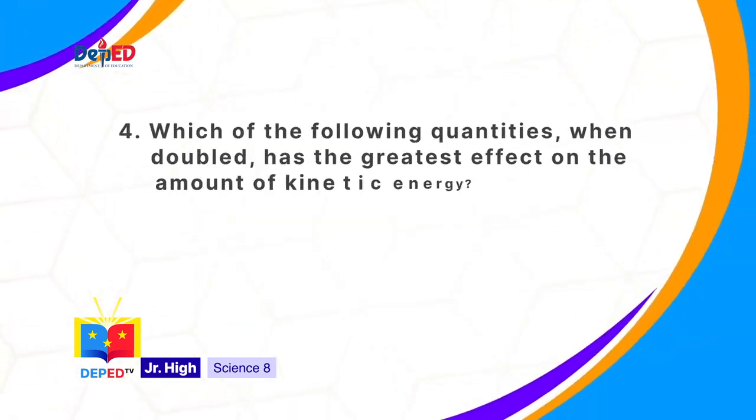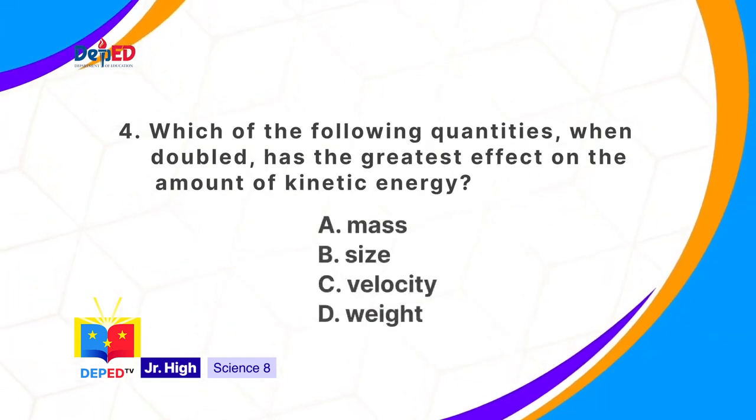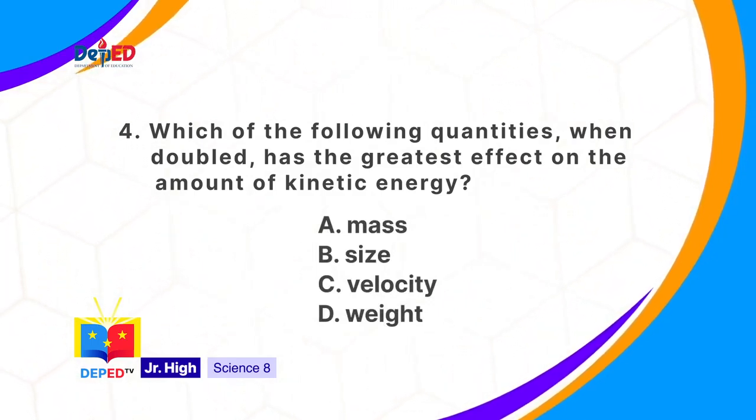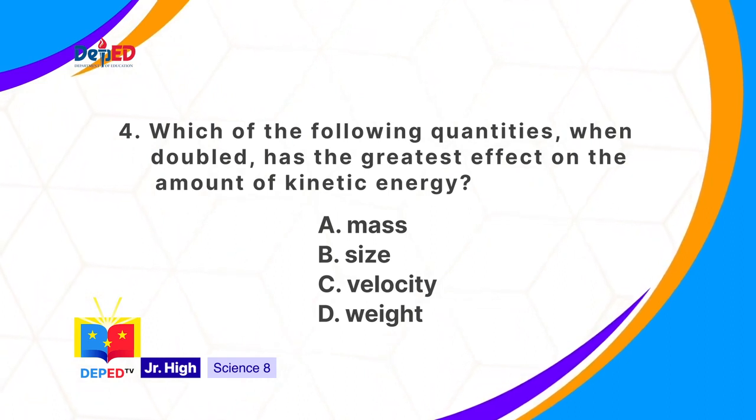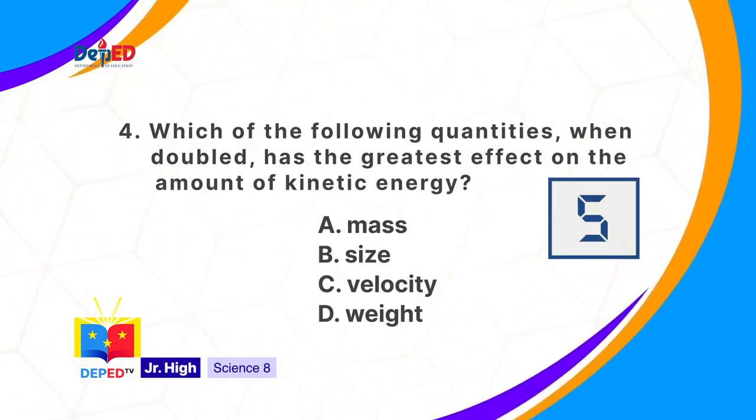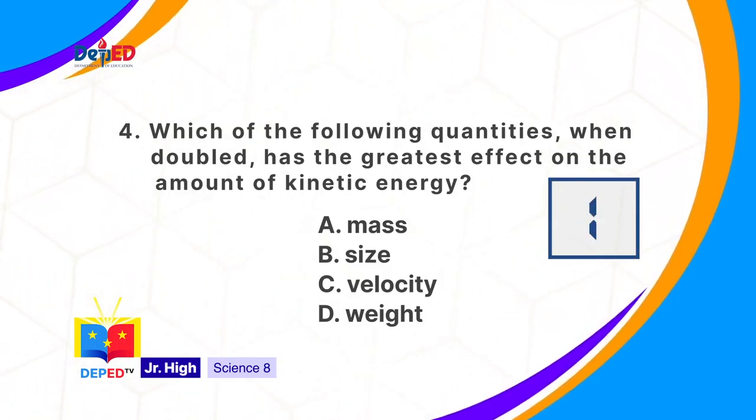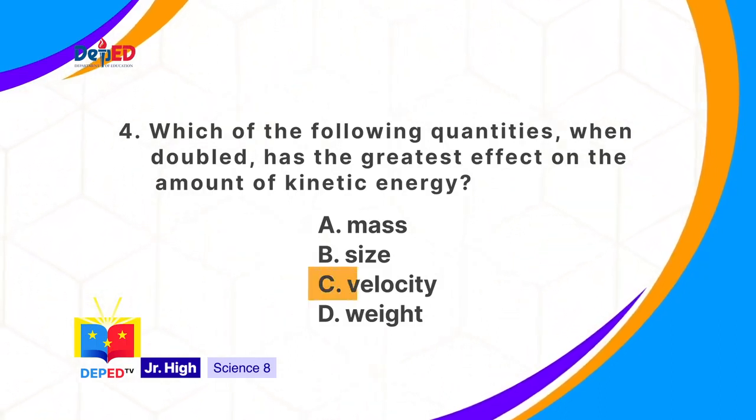Which of the following quantities, when doubled, has the greatest effect on the amount of kinetic energy? A, mass. B, size. C, velocity. Or D, weight? C, velocity.